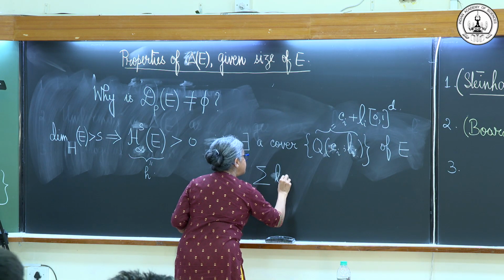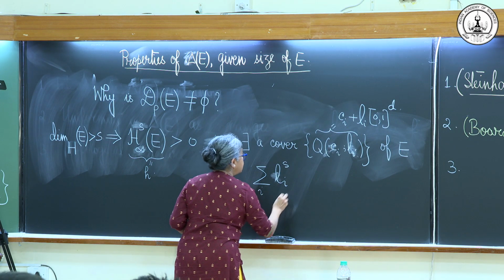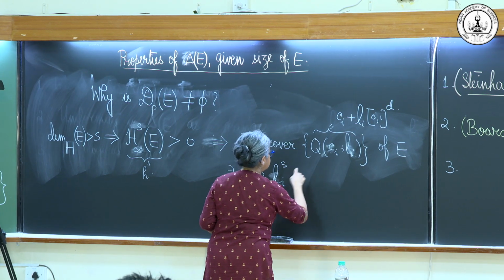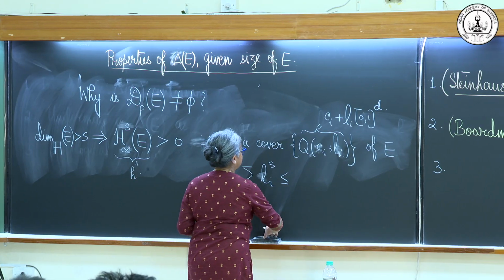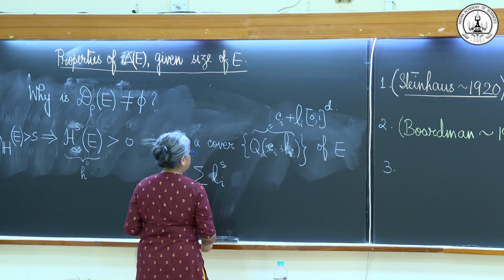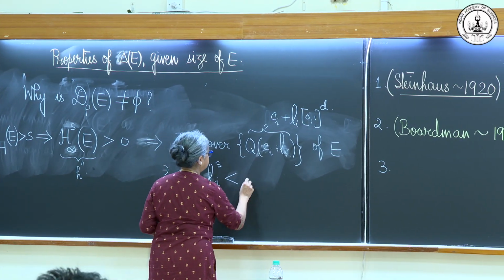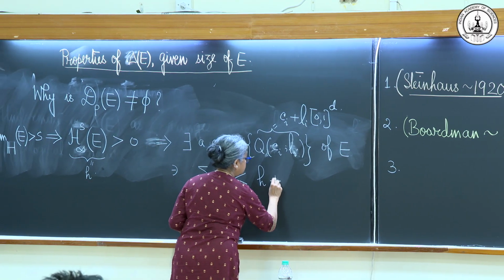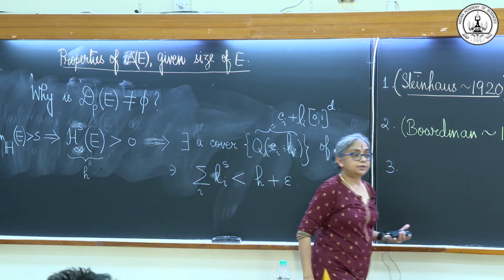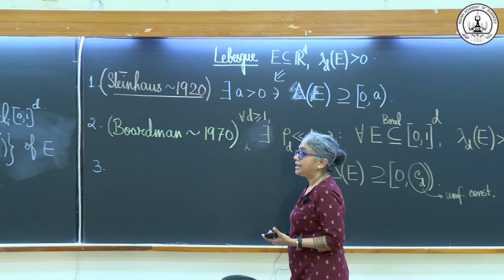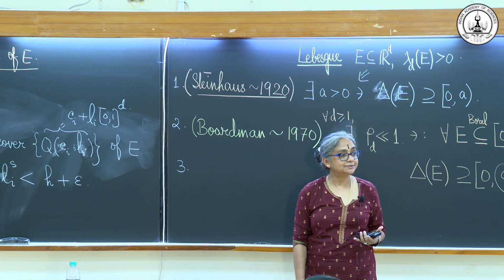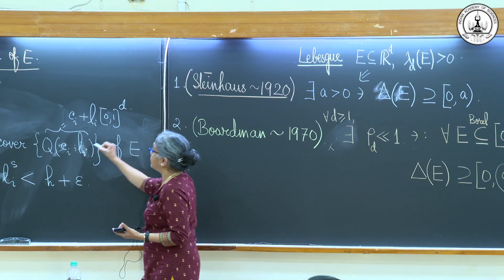When you look at the summation of Li to the power of S, this comes arbitrarily close. So this would be the infimum of all such things. So Li to the power of S would be less than H times, plus an epsilon. Do you know where this statement came from? Why is this true? Where does this cover come from?